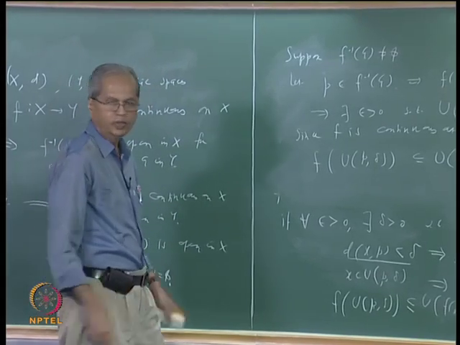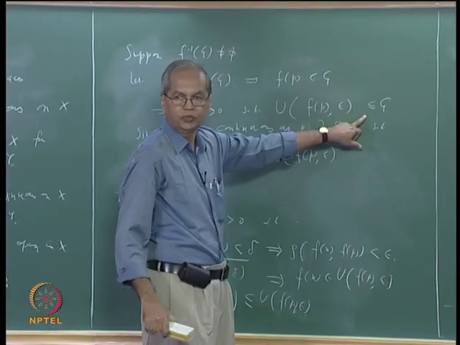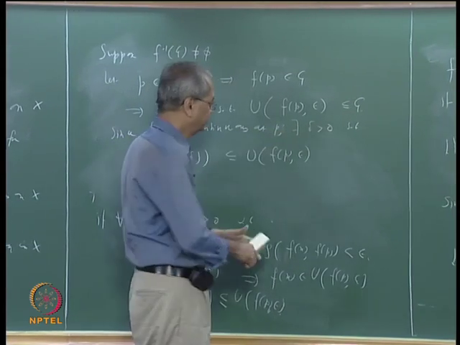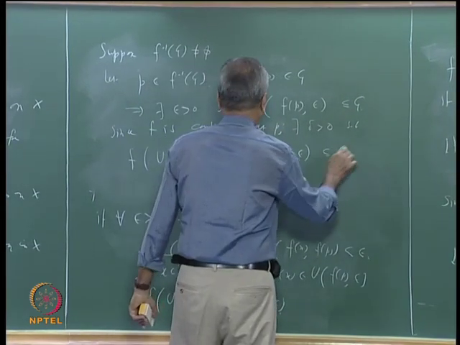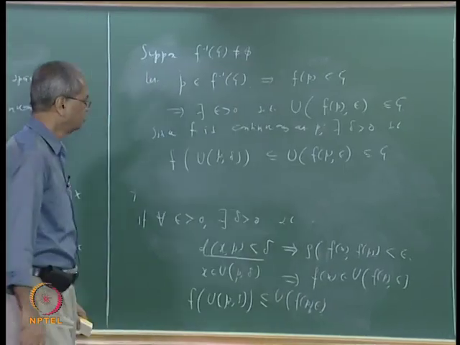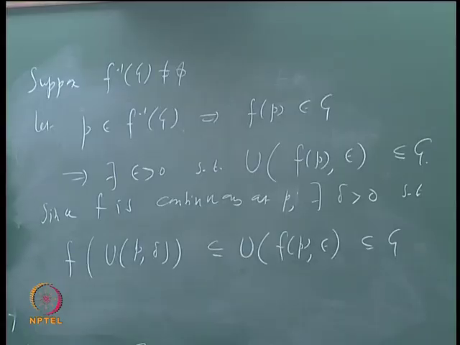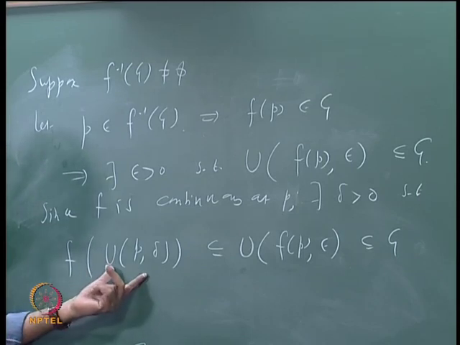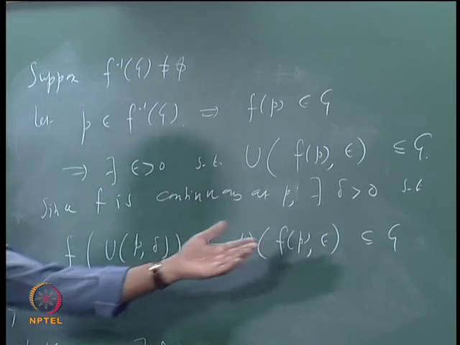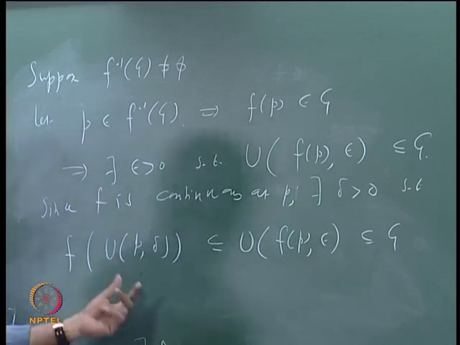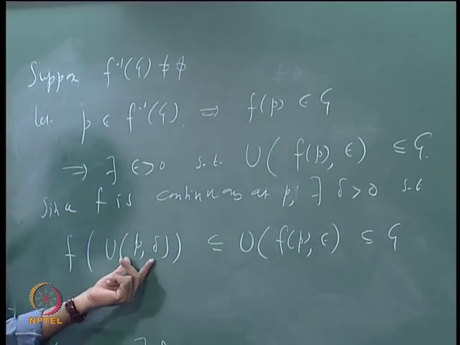Okay, and this is contained in G. Okay, U(f(p), epsilon) is contained in G. Now, what we have proved is that f of this open ball is in G. So does this mean that this open ball is in f inverse of G?